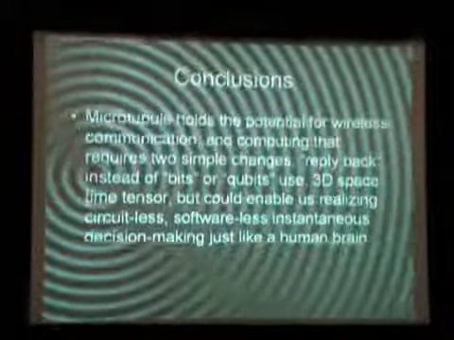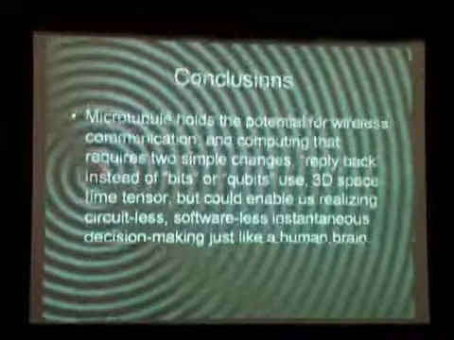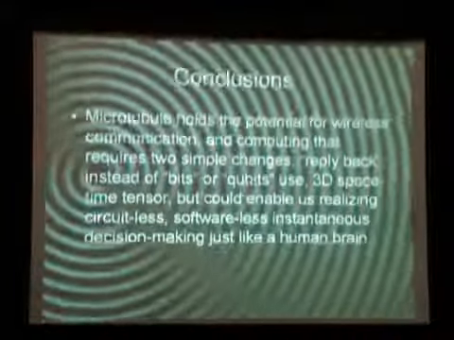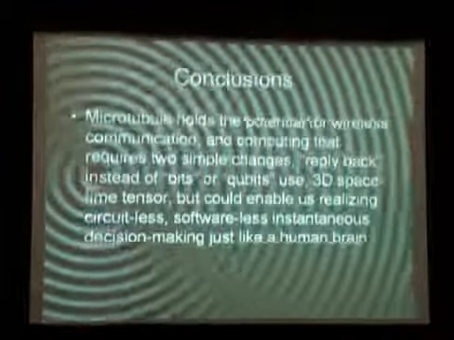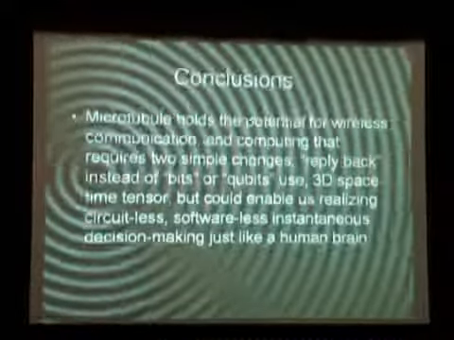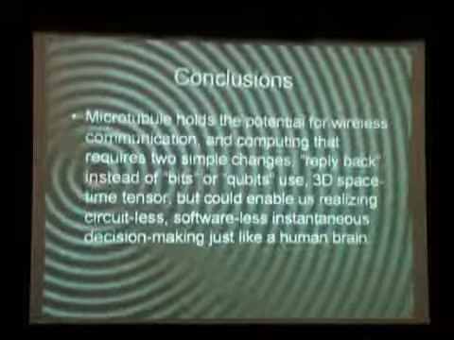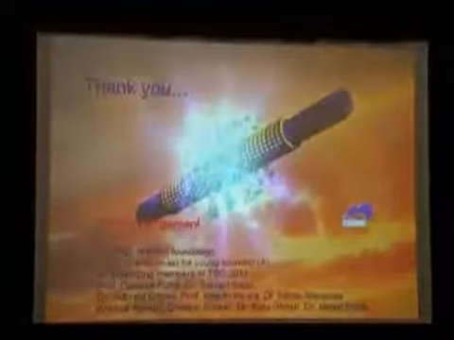So in conclusion, microtubule holds the potential for wireless communication and computing that requires two simple changes. Reply back, and instead of bits or qubits, we use a 3D space-time tensor. That could enable us to realize circuitless, softwareless, instantaneous decision-making just like a human brain. Not everything, but a tiny little bit of it. But I believe a tiny little bit of it in this direction is an achievement that could take us far, far away, at least towards understanding what consciousness is all about scientifically. Thank you. Thank you very much.